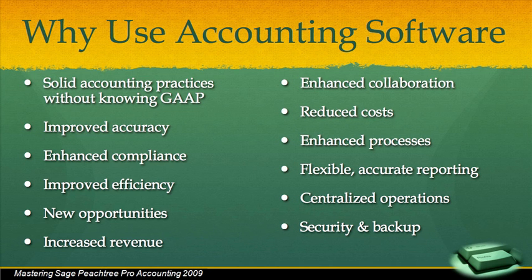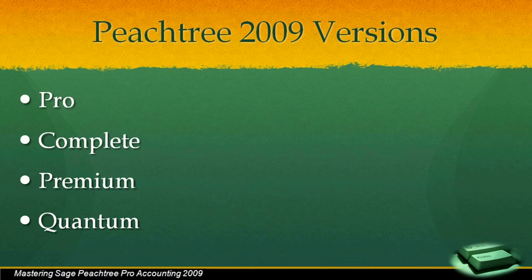So when you ask yourself, why do I want to move to an accounting software system? I think once you start to think about it, the answers are pretty obvious. What may not be quite as obvious is that Peachtree 2009 comes in several different versions. We have the Pro or Professional, Complete, Premium, and Quantum.